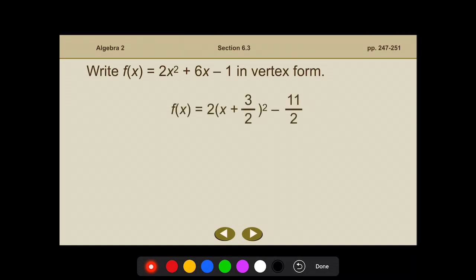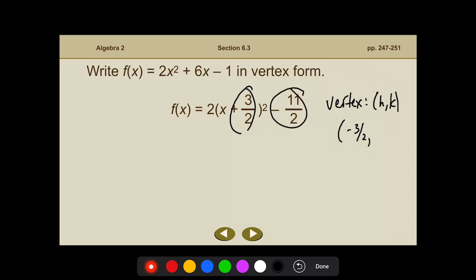Okay, vertex form. Just for sake of practice, what would the vertex be? If I said, guys, what's the vertex? You hopefully would be able to tell me. Well, that's h and k. All right, so if that's true, h here is the number next to x. We do the opposite of it, so that would be negative 3 halves. And then k is negative 11 halves. So that's where the vertex would be on this particular parabola.